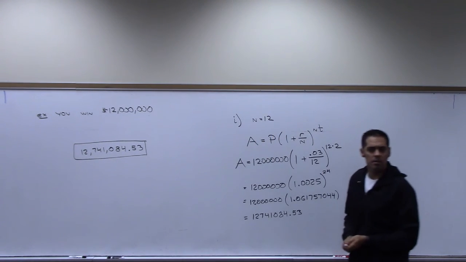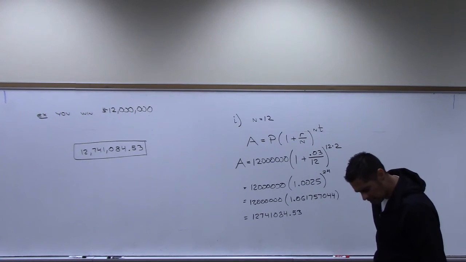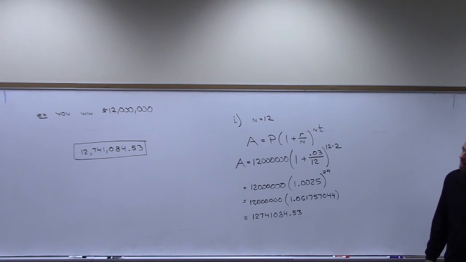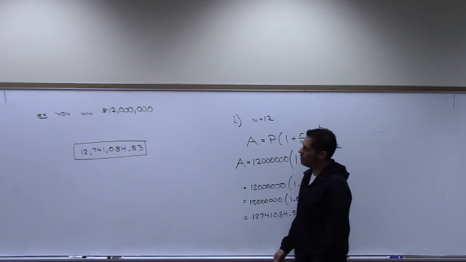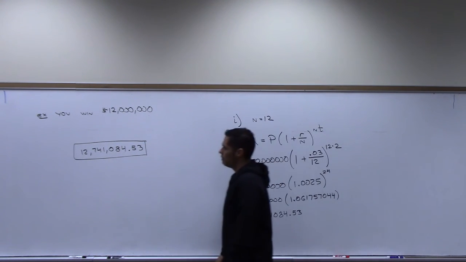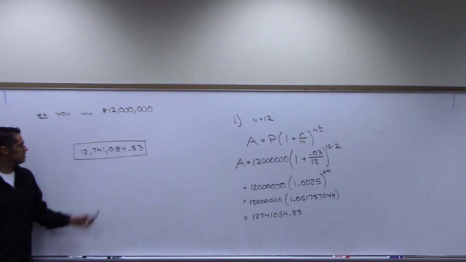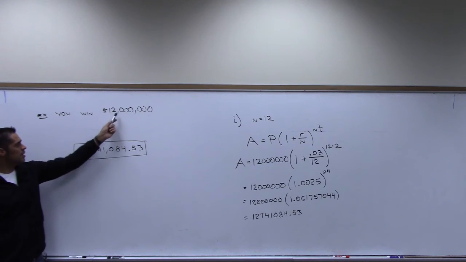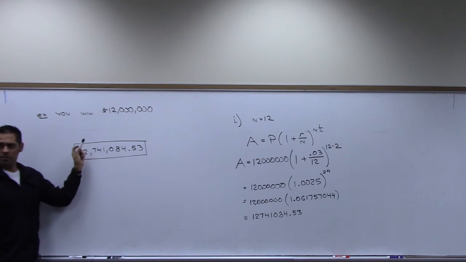Everyone get that number? Did I do that right? That seems like craziness, doesn't it? How much money did you just make? $741,000. Right? You started with 12 million. Now you have $12,741,000 just for leaving it in the bank.